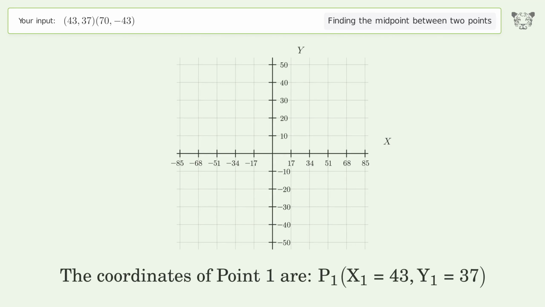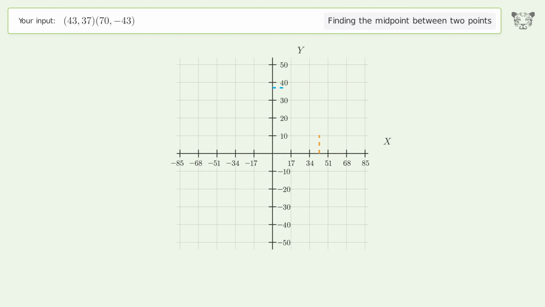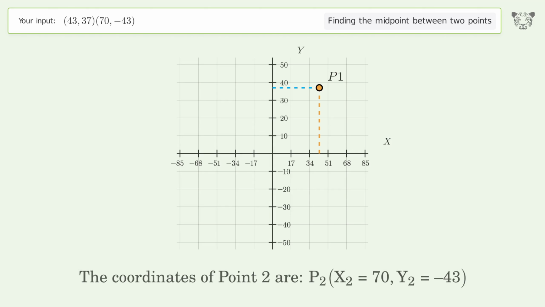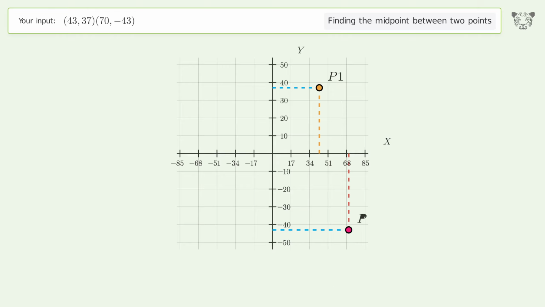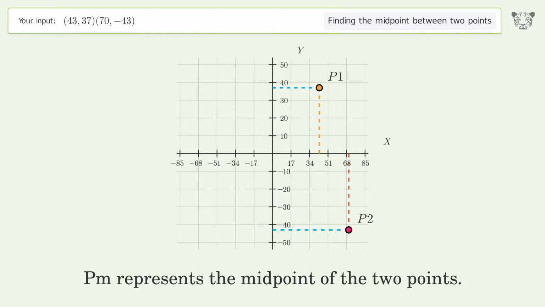The coordinates of point 1 are, x1 equals 43, y1 equals 37. The coordinates of point 2 are, x2 equals 70, y2 equals -43. PM represents the midpoint of the 2 points.